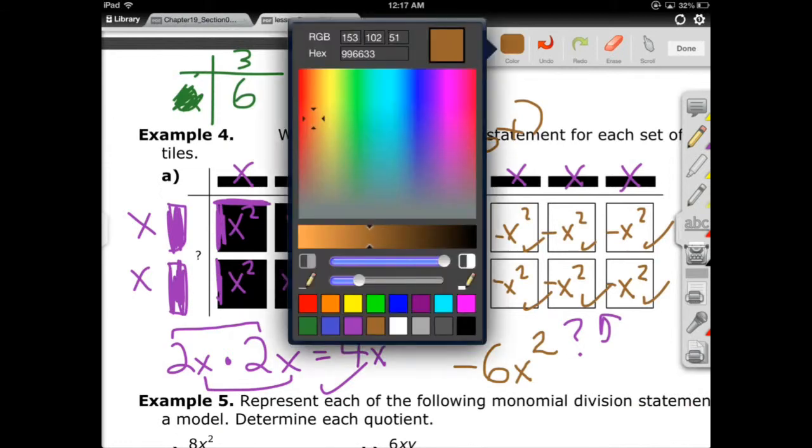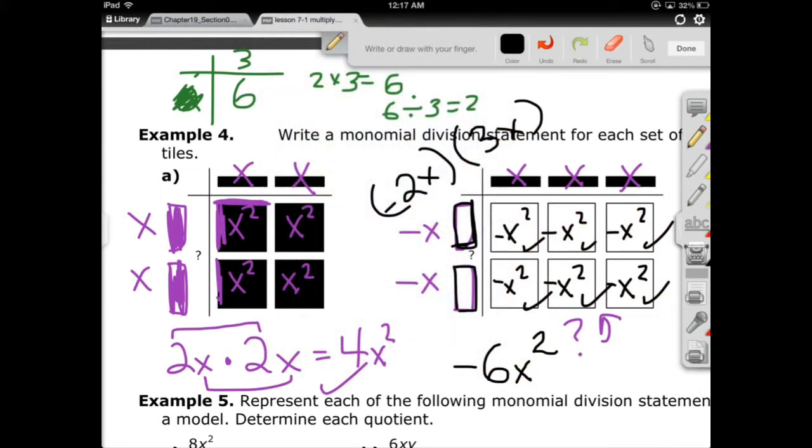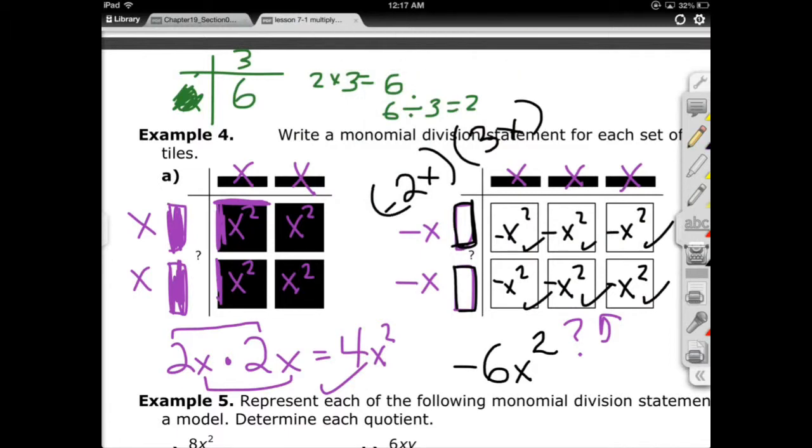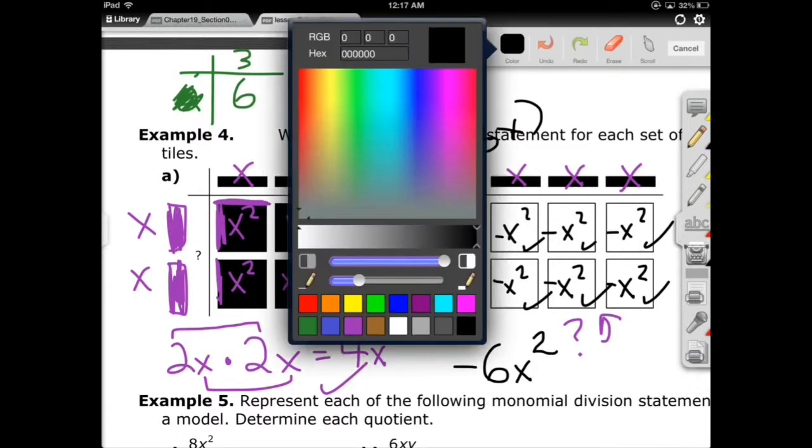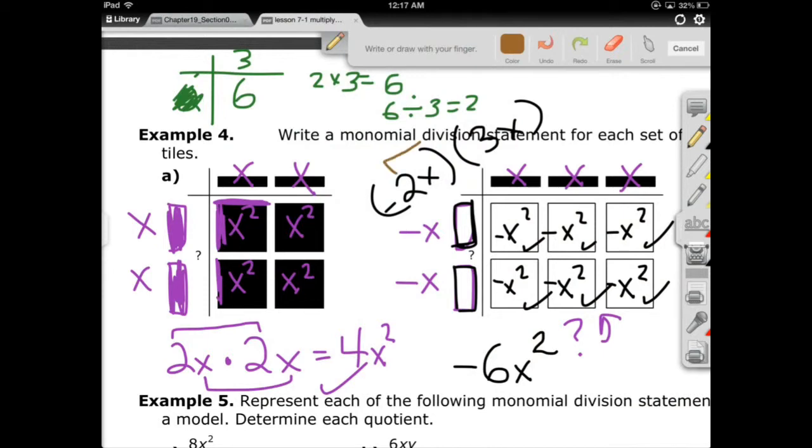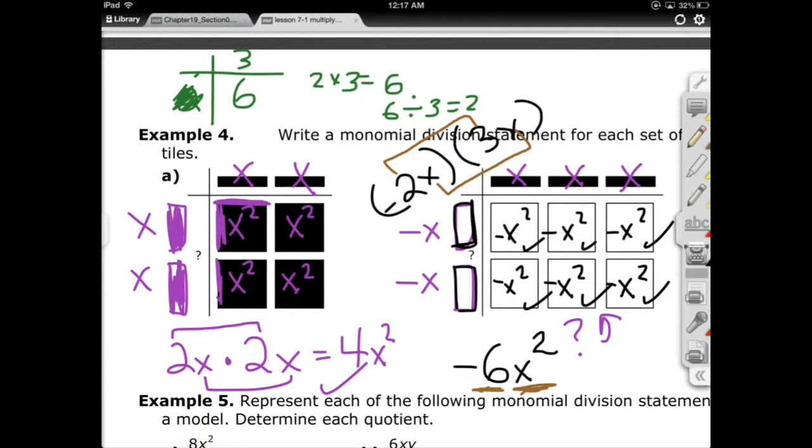And again, if you multiply the coefficients, let's switch colors here. Black. Ha, hate it when I do that. You got to hit done to switch the colors. Oh, well, get over it. Negative 2 times 3 is negative 6, and x times x is x squared. Negative 6 x squared. So multiply the coefficients, multiply the variables, and do the exponent rule. It keeps going back to the same thing over and over again. Hopefully, sinking in for you.